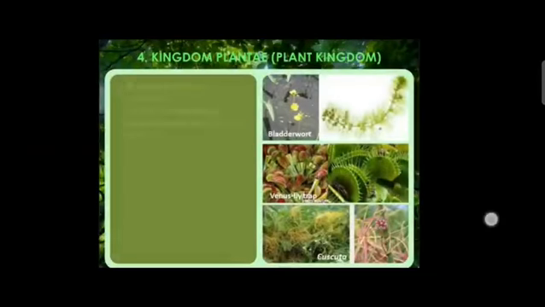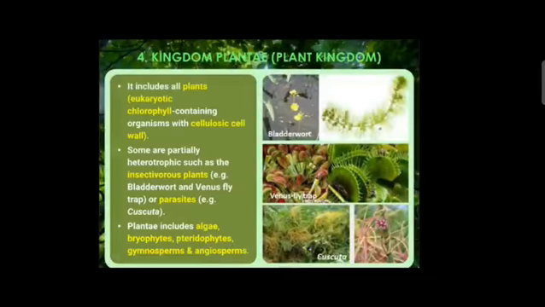So here, this is the fourth kingdom, kingdom Plantae. Kingdom Plantae includes all plants. All the plants are eukaryotic, chlorophyll containing organisms with cellulosic cell wall. Eukaryotic means all the cells of the plant have a definite, nuclear membrane bound nucleus. A definite nucleus is present, so they are called eukaryotic.